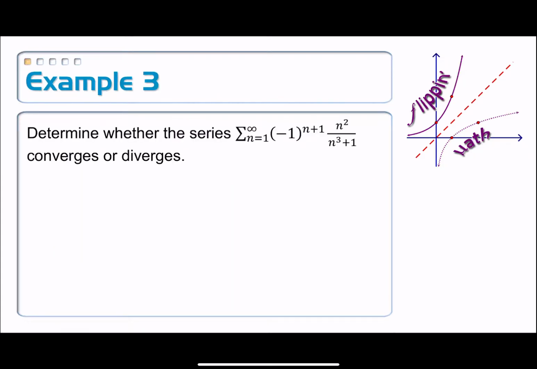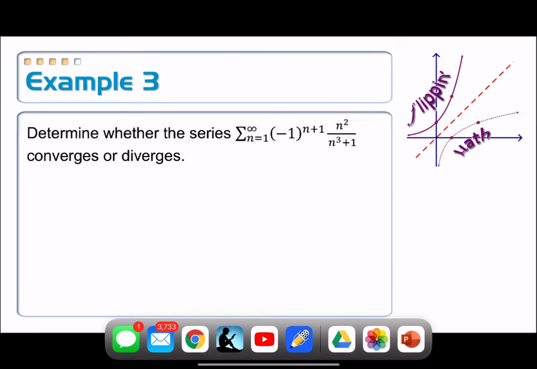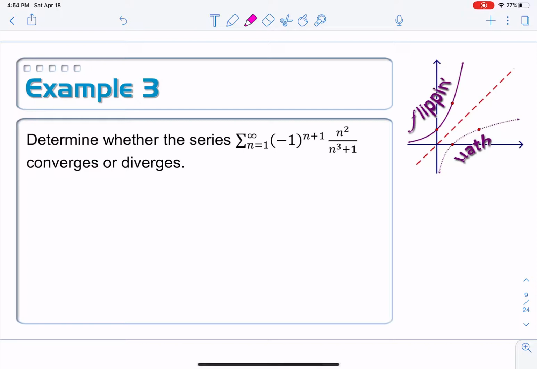So example 3, determine whether the series summation from n equals 1 to infinity, negative 1 to the n plus 1th power times n squared over n cubed plus 1, either converges or diverges. On this example 3. All right, let's see.